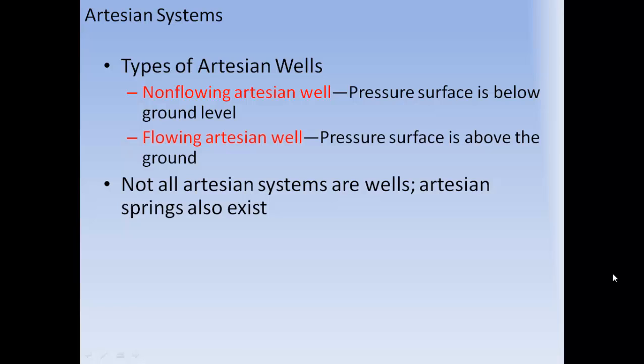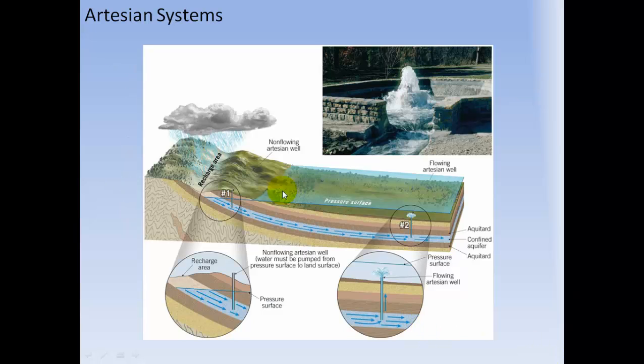Not all artesian systems are wells. Artesian springs also exist. So here we have a confined aquifer between two aquitard layers, and it's at an incline, it's sloped. Okay, so there's an H1 and H2 we can measure. There's a hydraulic gradient here. Now the pressure that this water is under, instead of having a water table, it's a pressure surface. Because there's water constantly being added into the system, that pressure surface is up above the ground level here.